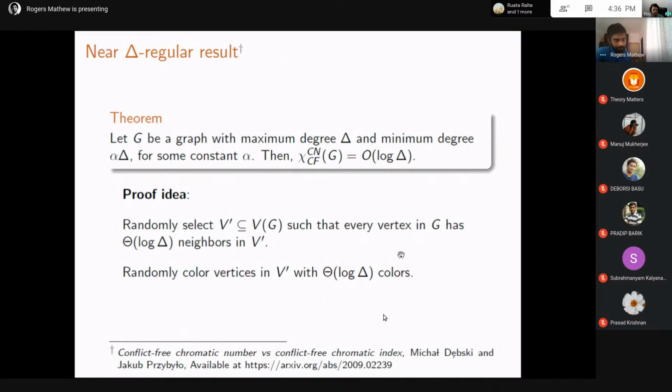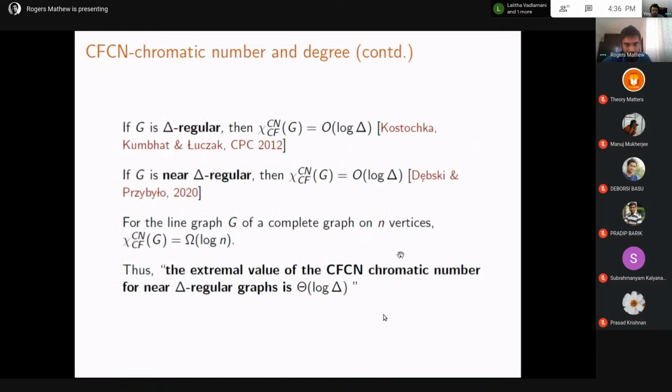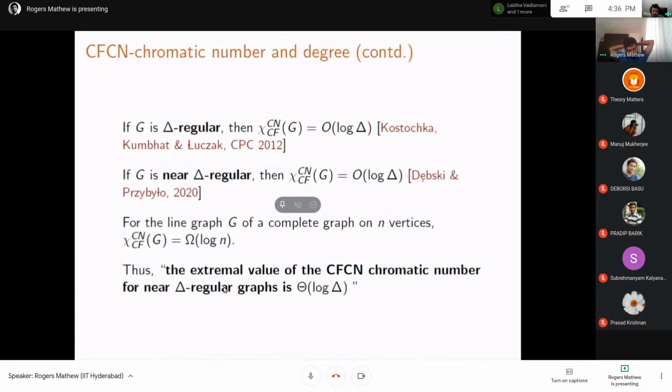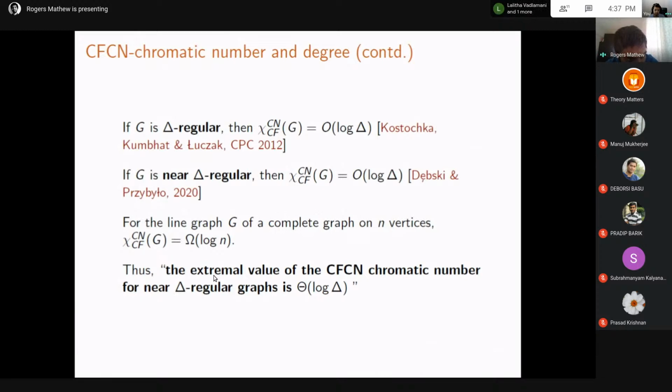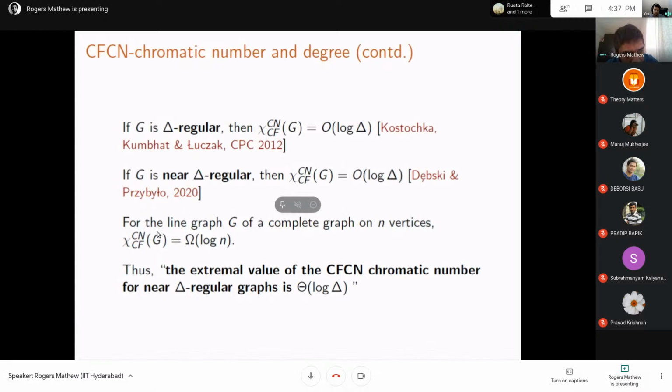So maybe just to go back to that previous slide. When you say the extremal value, you're also maximizing over all possible graphs? Yes, you take all graphs whose minimum degree is at least alpha delta and maximum degree is delta. You take all such graphs in the world. You find the conflict-free closed neighborhood chromatic number of each of these graphs and find the maximum of that. That will be log delta. But the lower bound that you have here is for a line graph on n vertices, right?